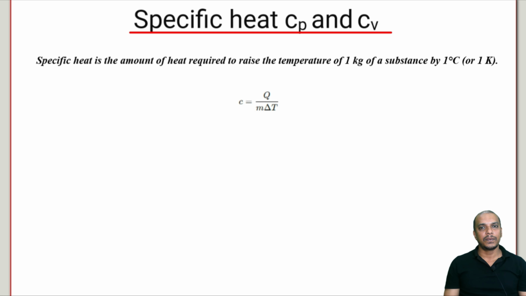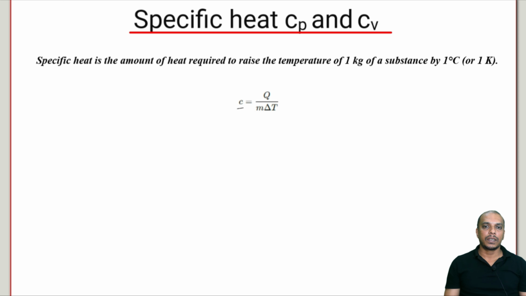In this video, we will learn the definition of specific heat and also the definition of specific heat at constant pressure and constant volume. By the definition, specific heat is the amount of heat required to raise the temperature of 1 kg of a substance by 1 degree Celsius or 1 Kelvin. It is denoted by the symbol C.